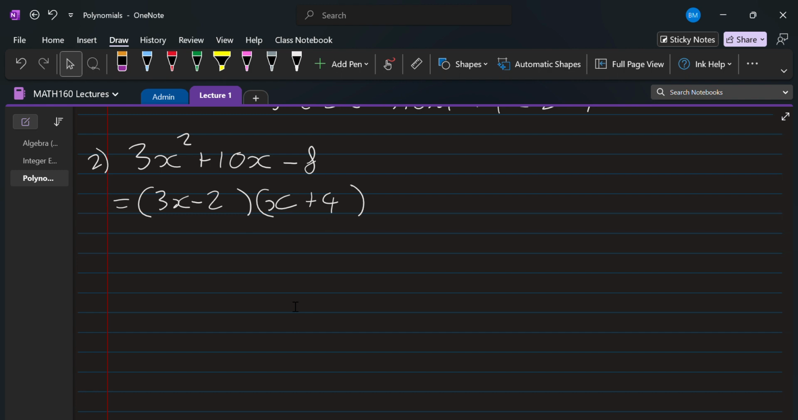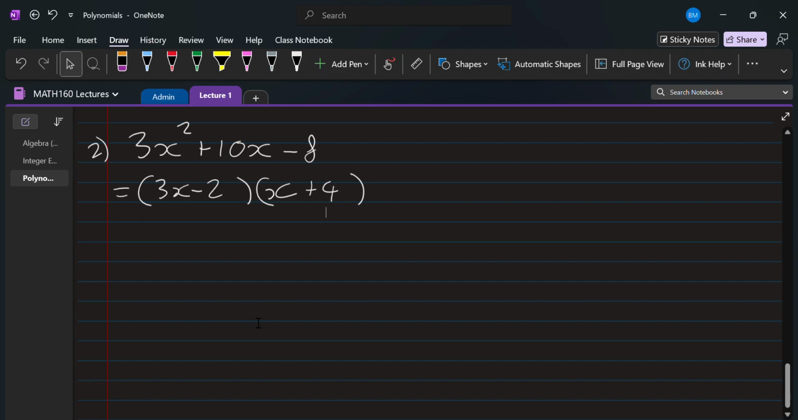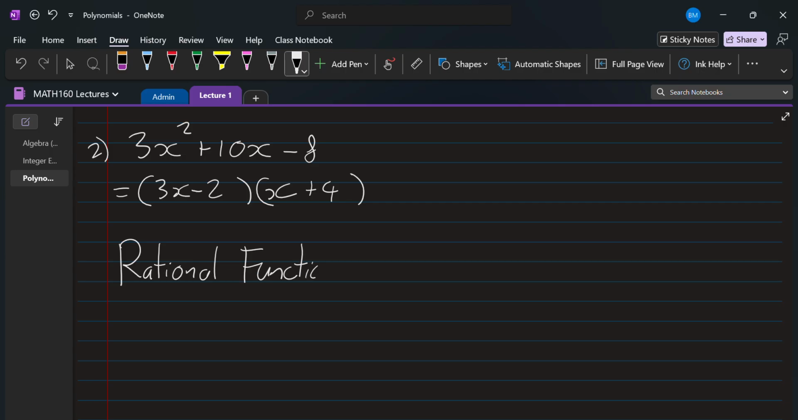Okay, so again, these factors come from the factors of 24. Right? The 3 and 8, that gives us 24. So 1 and 24, you check that. 2 and 12, you check that, and so on. 2 and 8, it does give us 10, but the product's not going to be 24. So we need the 12 and the 2. That gives us that. Okay. Any questions on that?